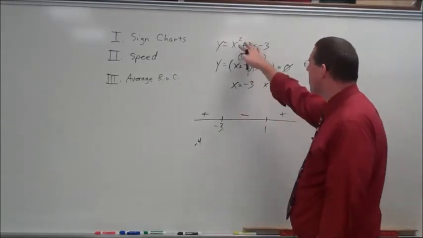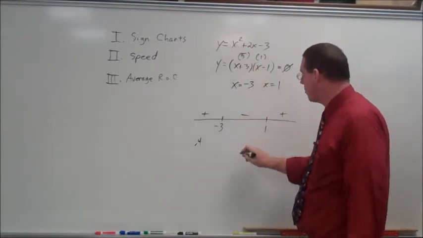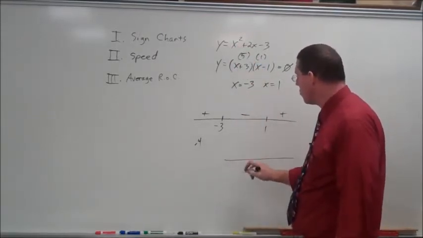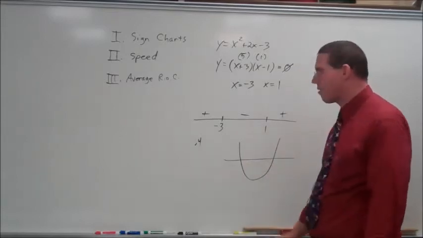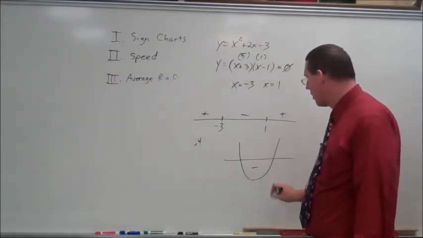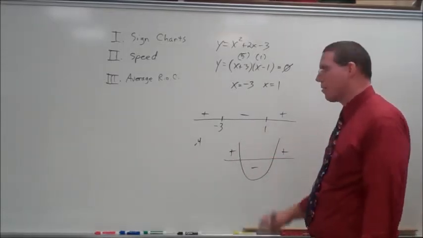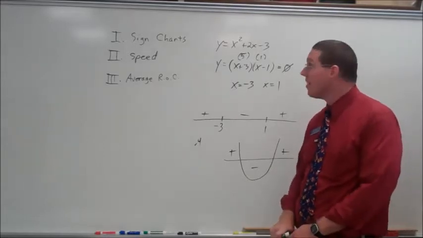Which makes sense because this is a parabola. It's a positive parabola, and it has 2 zeros, so it crosses over the x-axis in 2 places. It's negative here, positive here, and positive here. Makes sense, right? Okay, that's a sign chart.